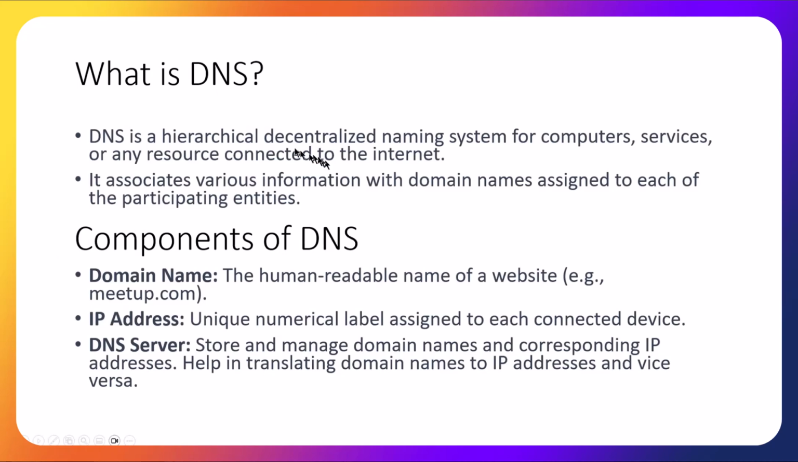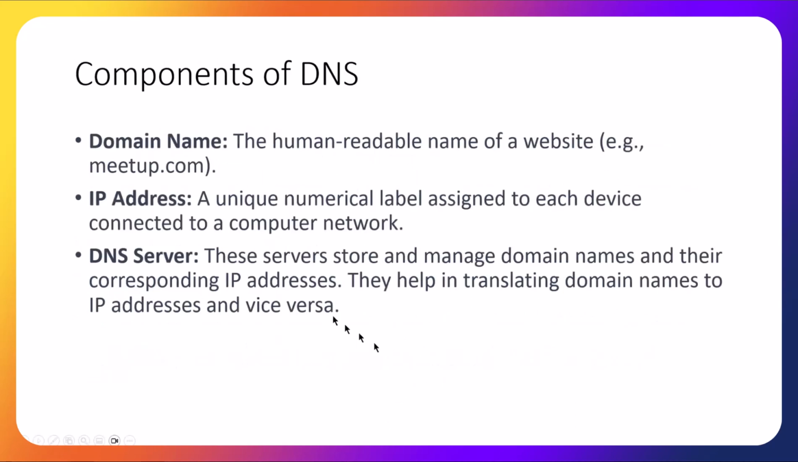So DNS is a hierarchical, decentralized naming system for computers and services connected to the internet. Basically, in the phone book, we have a name and then a phone number. Well, we have a domain name and an IP address. And the DNS server contains that information.